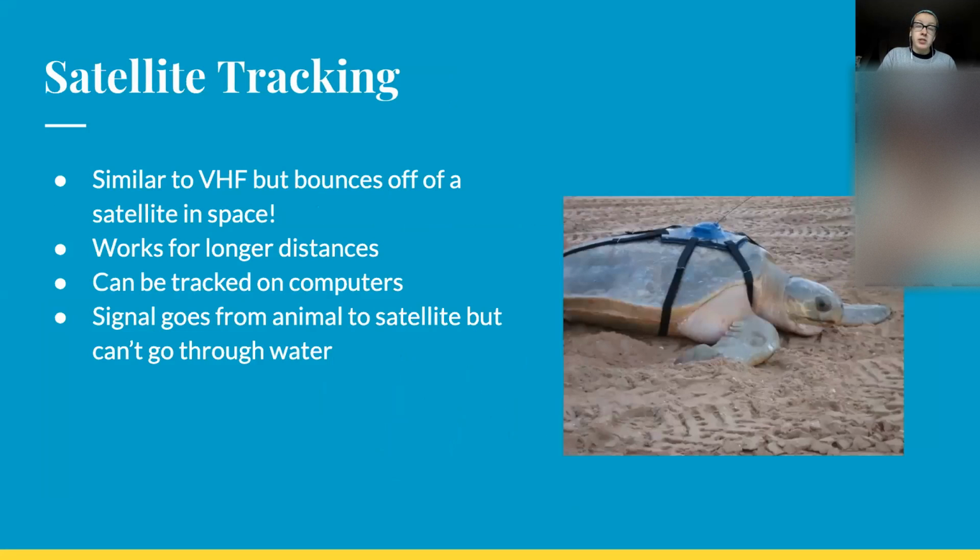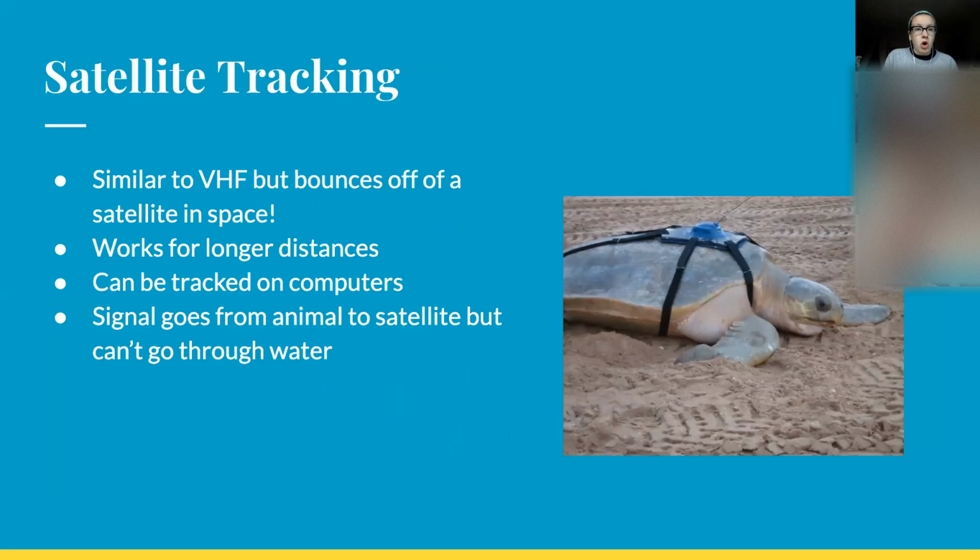So the next one I want to talk about is satellite tracking. And this is really cool. It's kind of similar to the VHF, the very high frequency, but it bounces off of a satellite in space. Because it's going to a satellite in space, it's not limited by distance. So you can track the animal from anywhere. It works for really long distances, and it can be tracked on computers.